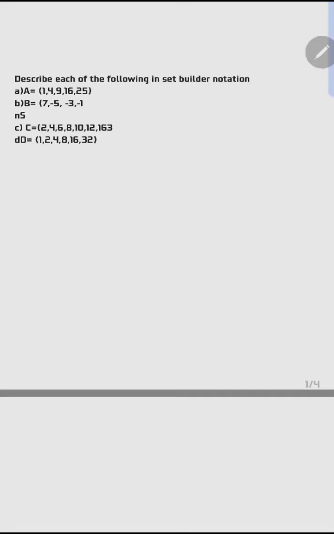Alright guys, so we're going to do questions on set build notation. How do you represent your set in set build notation? Always know that in set build notation, you always represent your answer in this format. You always say A is equal to {x such that x is equal to the nth term}.